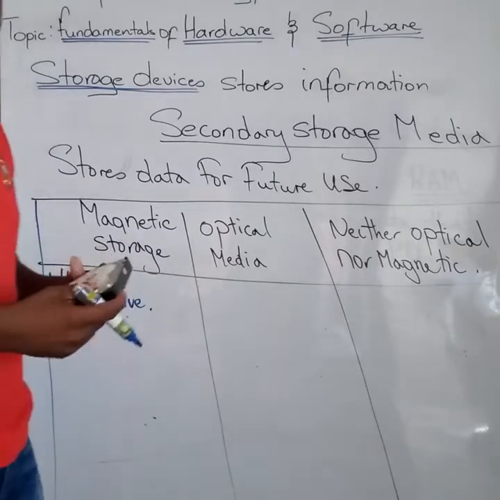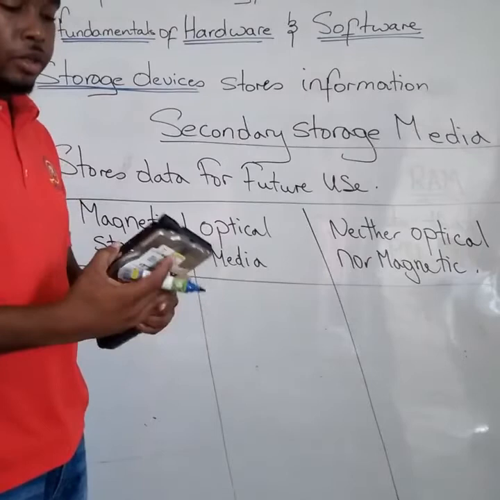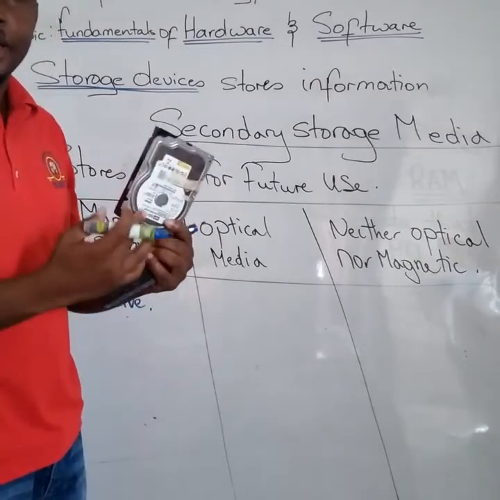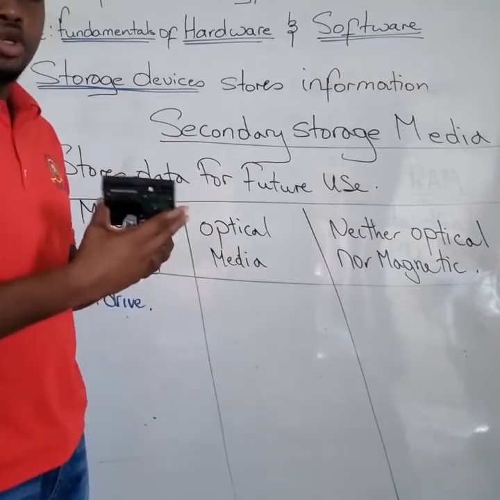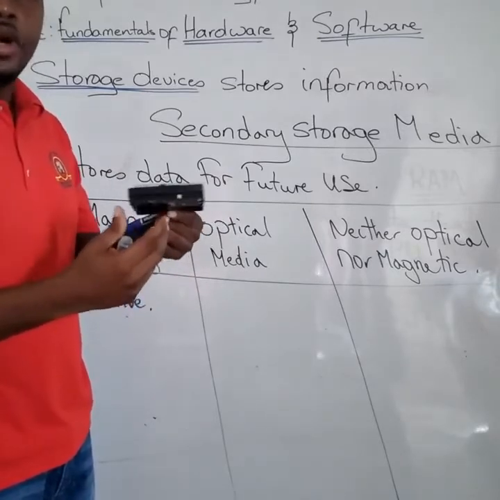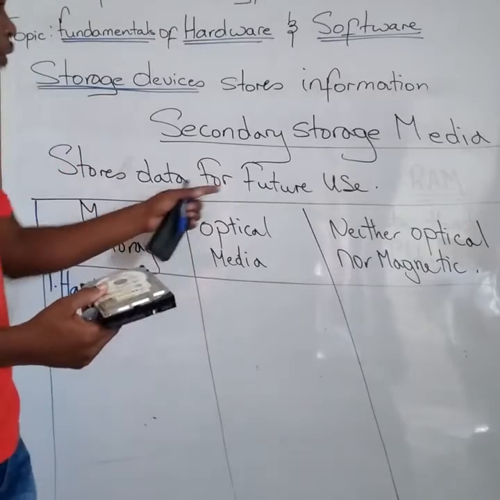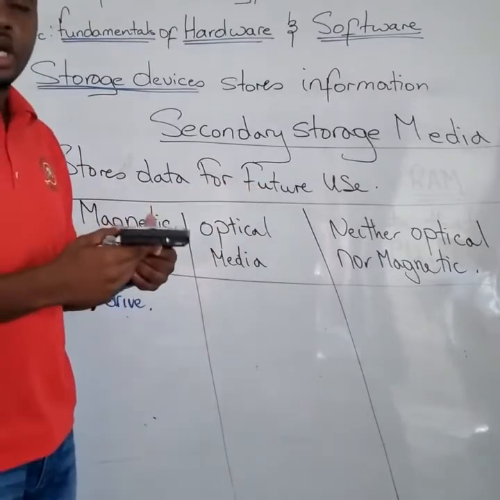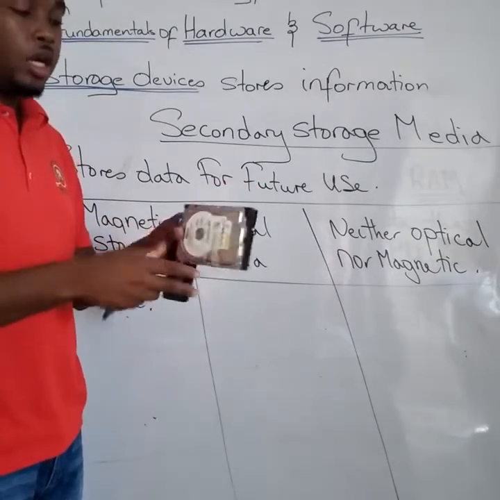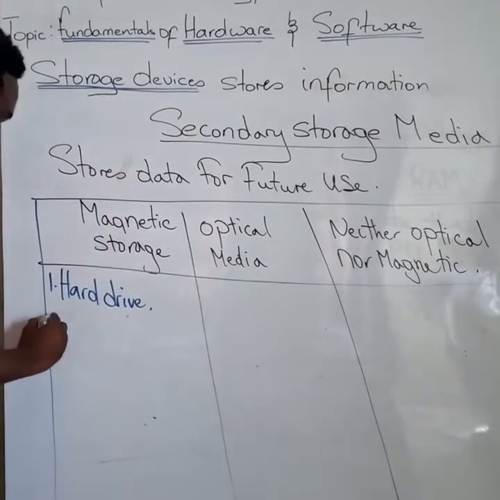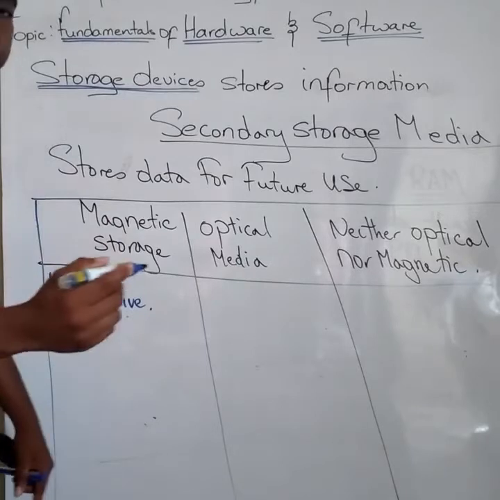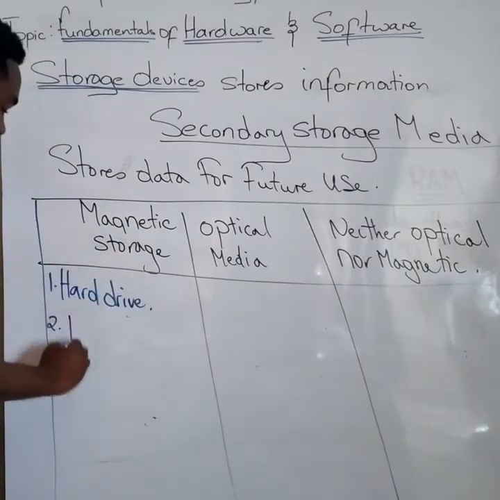The hard drives that we have out there are made up of a magnetic material, and this device is what we use to store our data for future use. So we can store a large amount of data on this device. Also, we have another type which we consider to be our floppy disk.